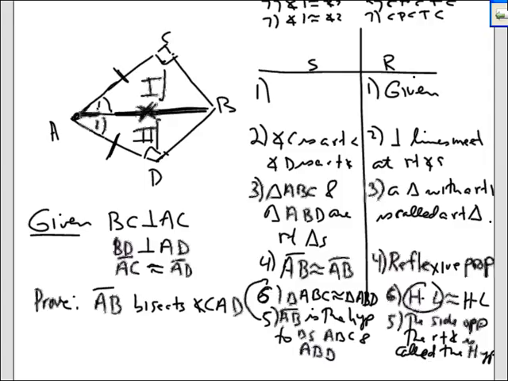Okay, now why is that? Well, let's see. Angle 1 is made up of 1 slash and x slash. And angle 2 is made up of, what do you know, 1 slash and x slash. Right. I want to show that AB bisects CAD.